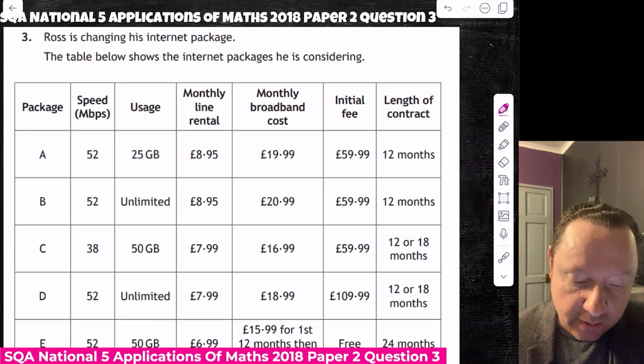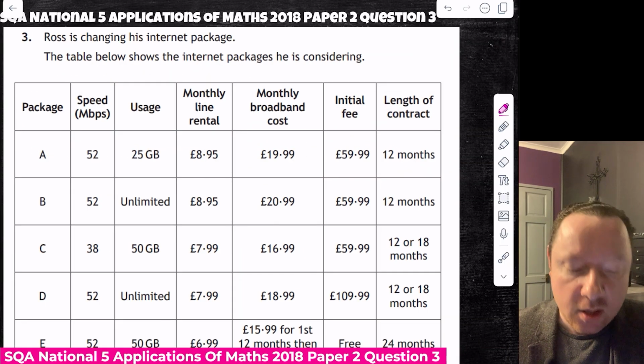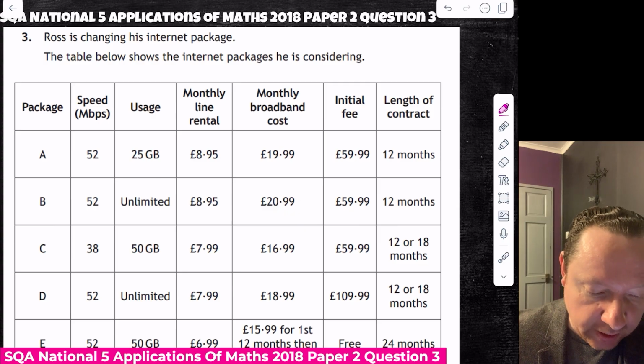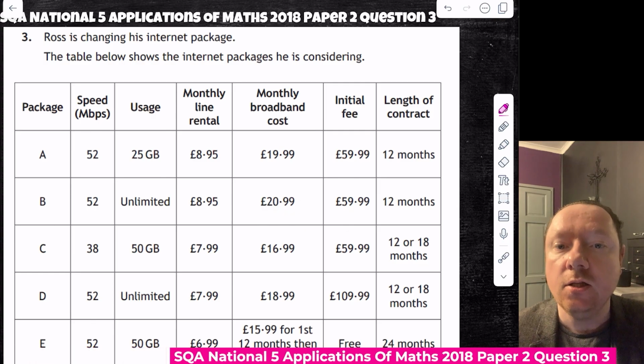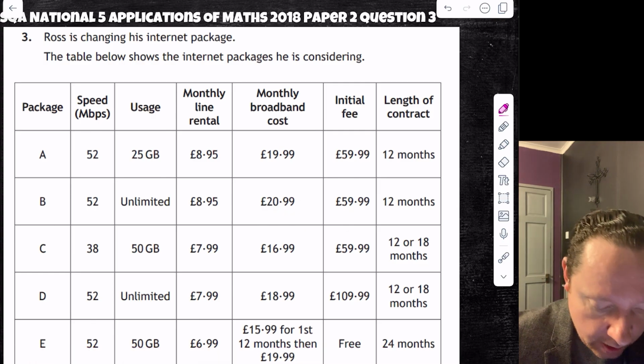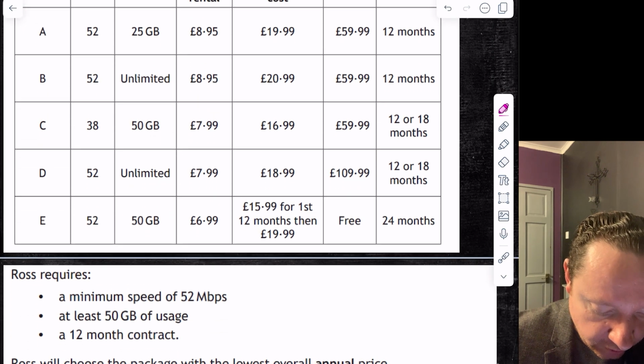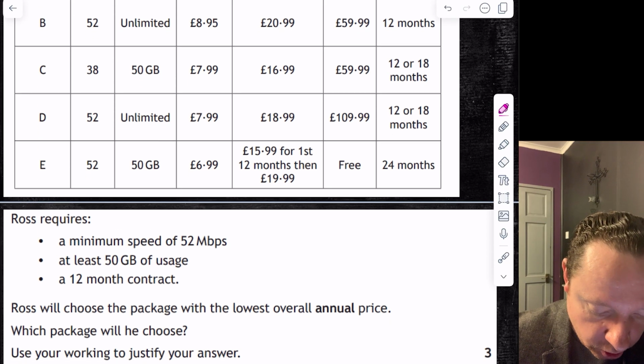SQA National 5 Application of Maths 2018, Paper 2, Question 3. Ross has changed his internet package, and we've got a table below showing the packages he's considering. So this is reading information from a table. It says he needs 52 megabytes per second, 50 gigabytes of usage at least, and a 12-month contract. Which package will we choose with the lowest overall annual price?